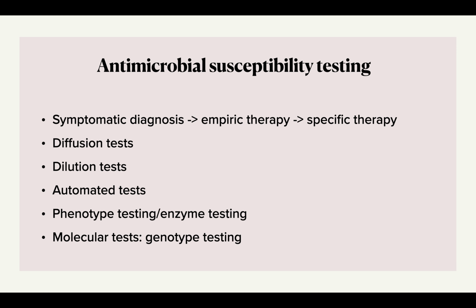The antimicrobial susceptibility testing. So we first use the symptomatic diagnosis, and then we give the empiric therapy based on the diagnosis. And then after the tests come back, then you can give the patient-specific therapy. So how do we find the specific therapy? We use diffusion test, dilution test, and a whole lot of other testing.